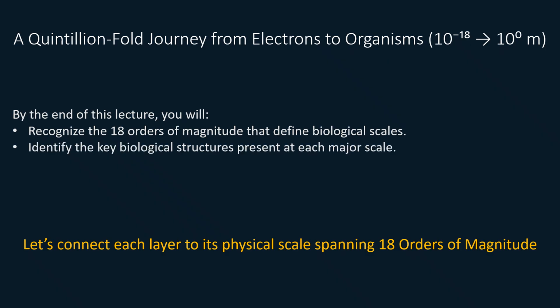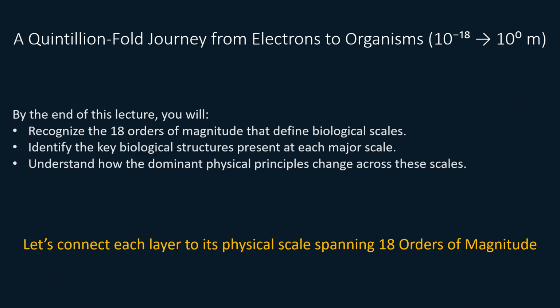So when you are modeling a drug binding, you are working at nanometer scale. When you are thinking about drug distribution in tissue, you are at what, millimeter scale. Different scales, different physics, different modeling approaches. So we will walk through all 18 orders of magnitude so you know where your model works.